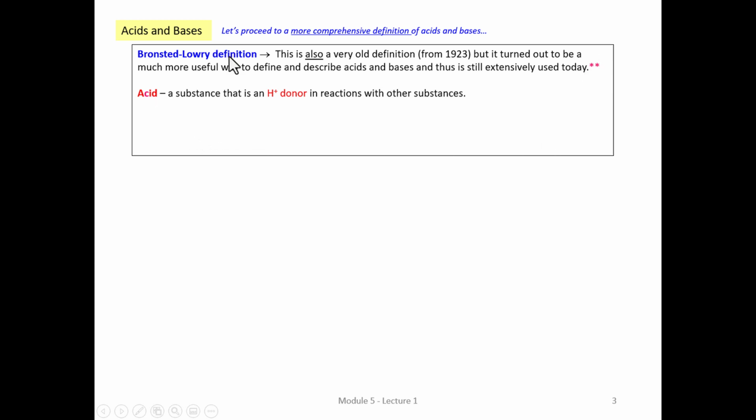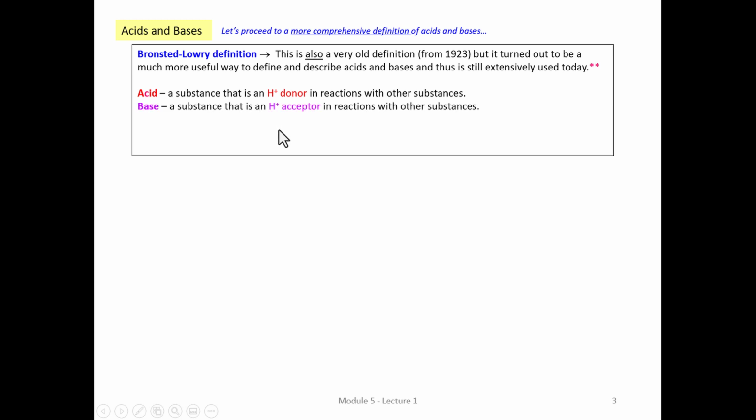Under this definition, an acid is a substance that is an H+ donor in reactions with other substances. Now you say that sounds a lot like the Arrhenius definition. It produces H+. The real difference here is that water is not needed. So an acid is simply an H+ donor, and this donation of an H+ does not have to occur in water, as it did in the Arrhenius definition.